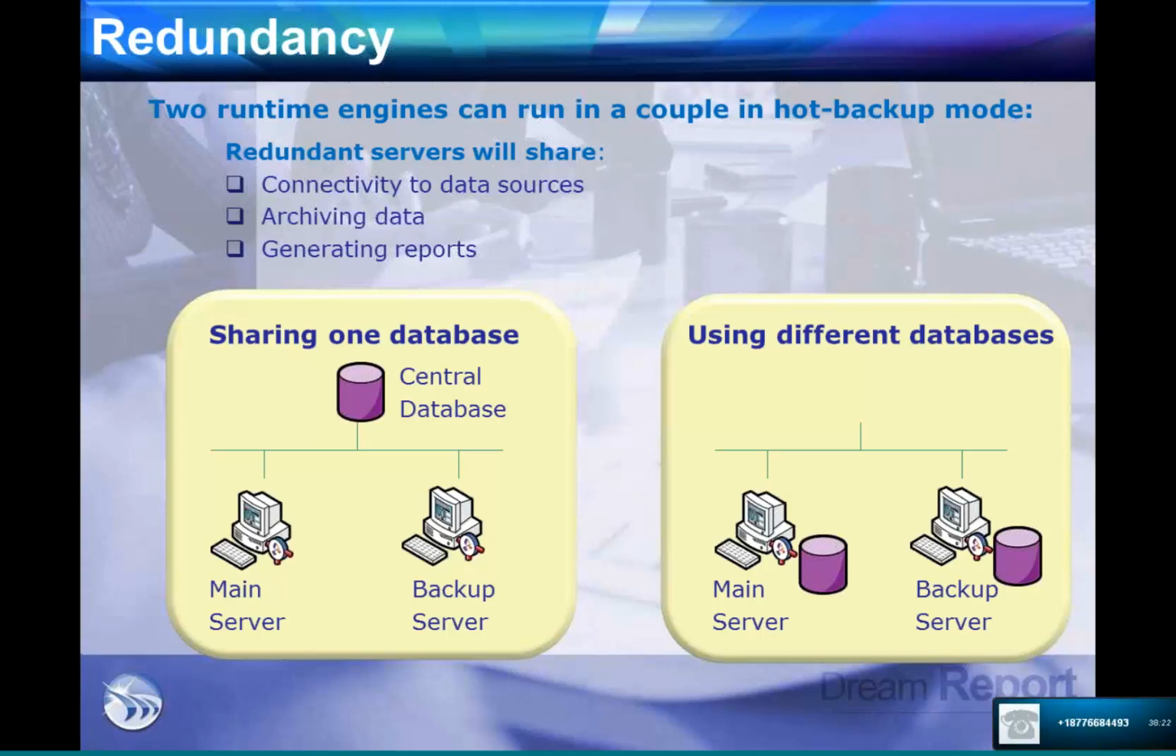You can see here two different structures, two different architectures, how master and backup stations can be configured. One where you require to store the data in a centralized database of the Dream Report, and second where you have local databases, and here in these local databases you can replicate the data in order to ensure that data is always available on both systems.